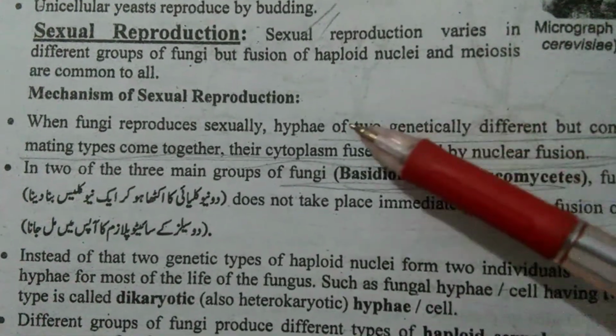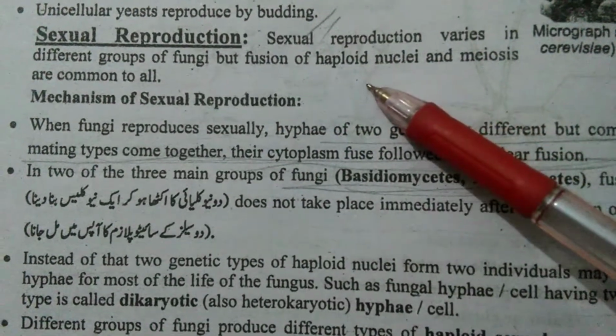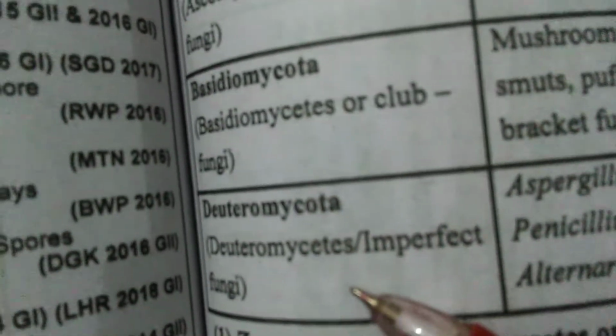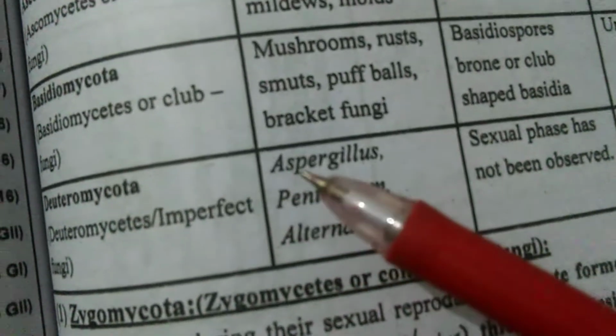In three of these groups, the fusion of haploid nuclei and meiosis take place, while in the fourth group, the Deuteromycota, the sexual phase is not seen. That is not done in the Deuteromycota.